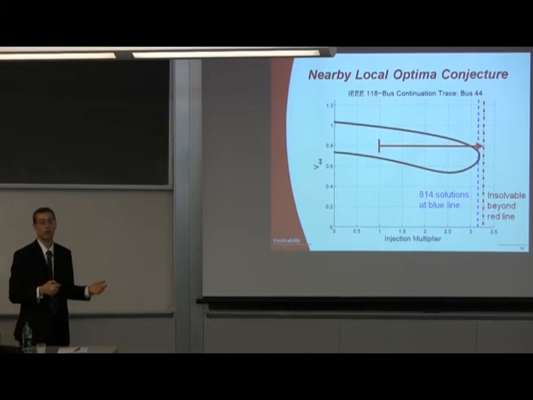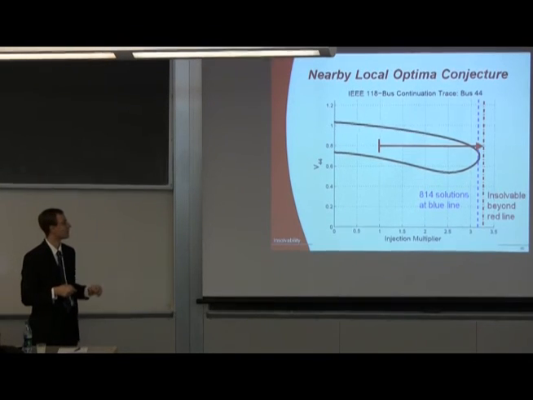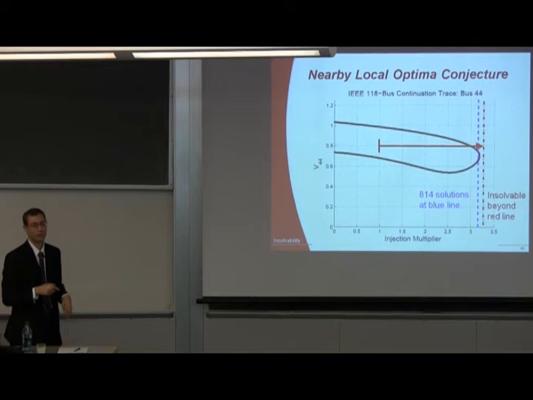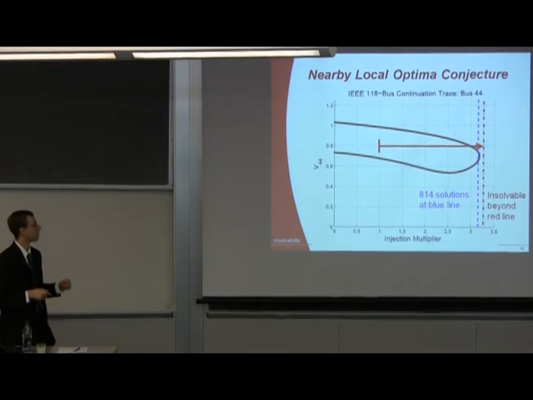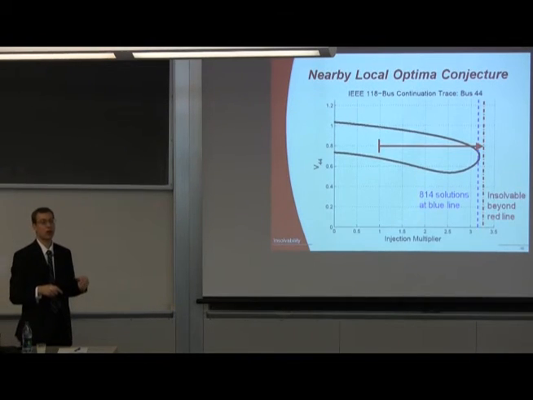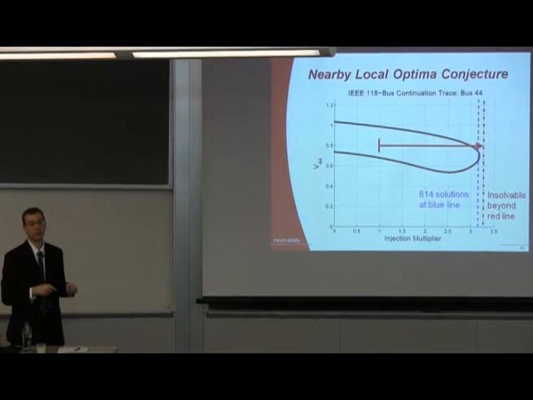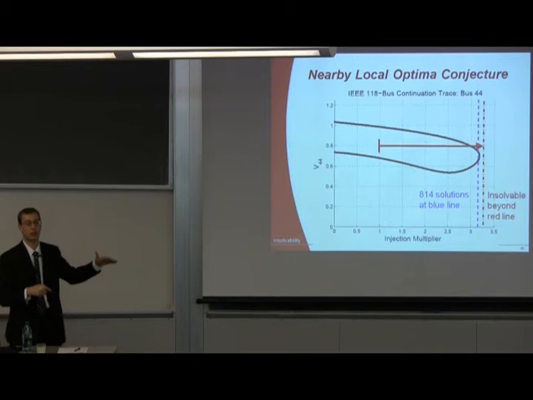And one of the things we're looking at right now is trying to determine why this happens. What properties of the system make it so that there can be this gap? And what we're conjecturing is that it has to do with other solutions to the power flow equations. So here, this is the high voltage stable solution. This is what we like to operate at. It's easy to find, we can trace it.